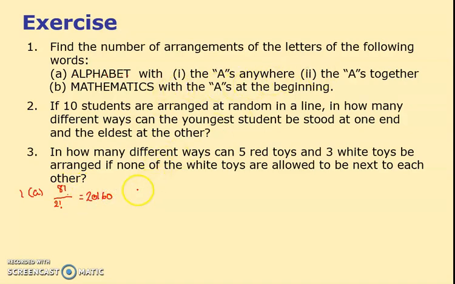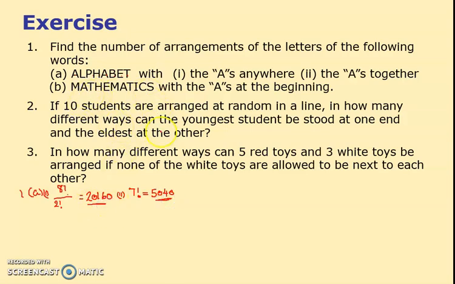A's together, well, that was part 1. For this, you just treat them as one letter. So that effectively just means I've got 7 factorial. But now I haven't got any repetitions, so it changes the type of question slightly. And therefore, 5,040, much fewer. If you keep them together, there are much fewer ways of doing it. So I've got 2 answers so far.